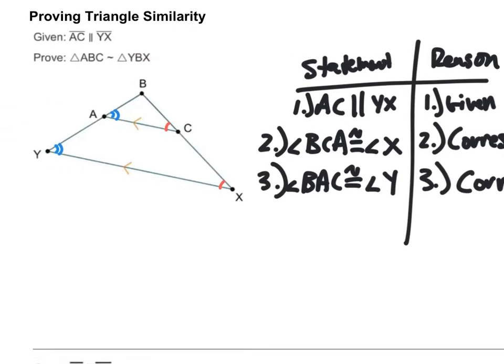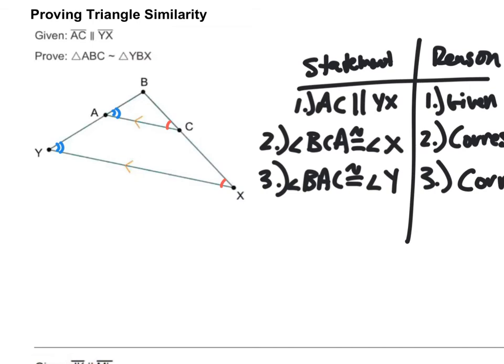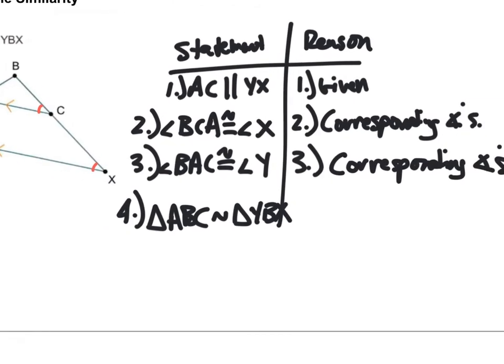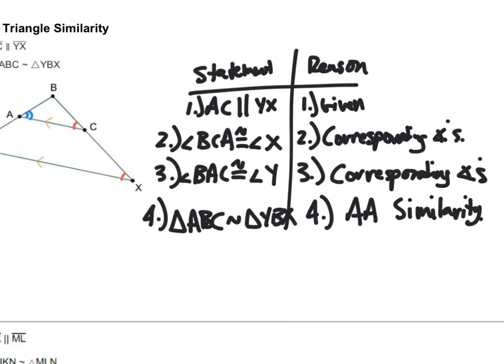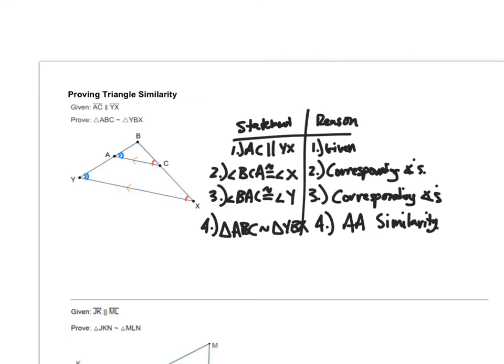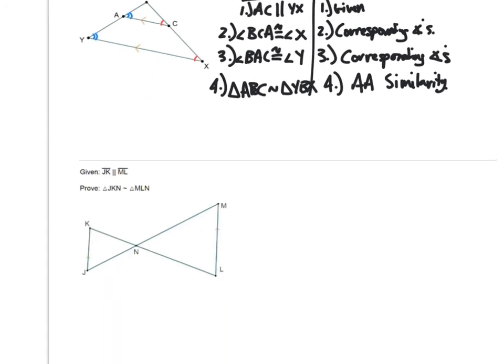So then what I can conclude, in statement 4, is that triangle ABC is similar to triangle YBX. And the reason why I can say that is because of the angle-angle similarity theorem. And that's it. That's all we're doing. It's pretty easy just to show you, looking at the picture, but writing it out takes a little bit of time. But we're going to have fun anyway.